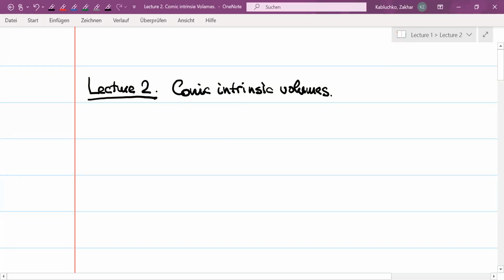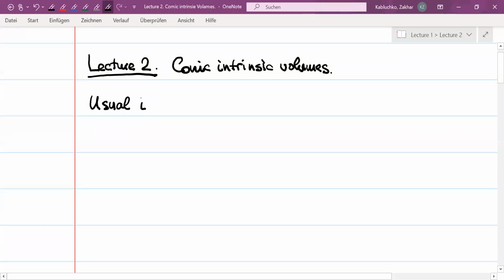In this lecture, I will be talking about conic intrinsic volumes, but we have to start by recalling what the usual intrinsic volumes are. The usual intrinsic volumes are defined for polytopes, or more generally for convex bodies, and the conic intrinsic volumes are defined for cones. So I start by defining the usual intrinsic volumes, and I will define them only for polytopes.